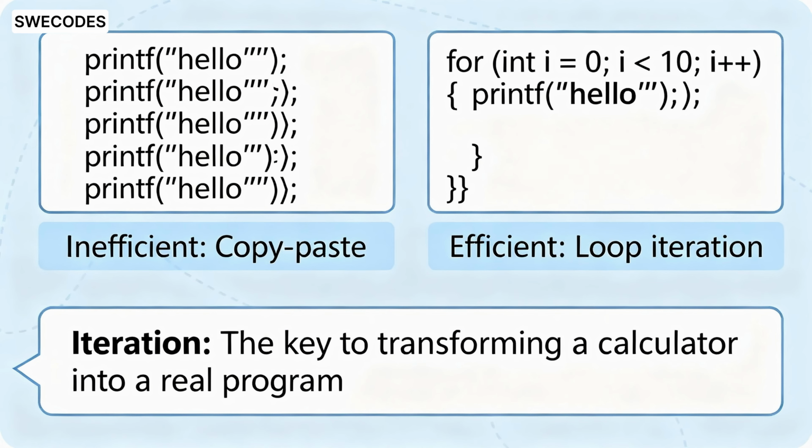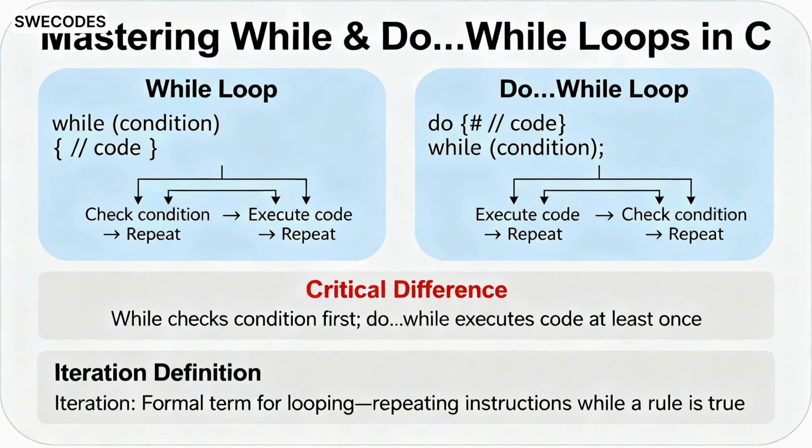Stop writing the same code over and over. If you need to print hello 10 times, you don't copy-paste printf 10 times. You use a loop. This is iteration, the single most powerful technique for making a computer do work. It's the difference between a calculator and a real program. You'll master the two fundamental loops in C, while and do-while. And more importantly, you'll learn the one critical difference that trips up 90% of beginners.